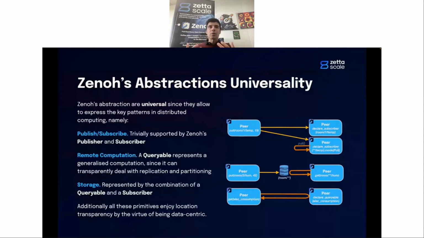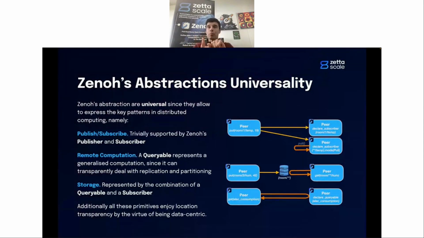And then you can represent storages, because what is a storage in Zenoh? A storage in Zenoh is nothing but a combination of a queryable and a subscriber. Why? Because the subscriber is the part that you use to write on the storage, and the queryable is the reading half of the storage. Okay, so this is really how on the network a storage, when you activate a Zenoh storage, is advertised: nothing but the combination of a queryable and a subscriber.